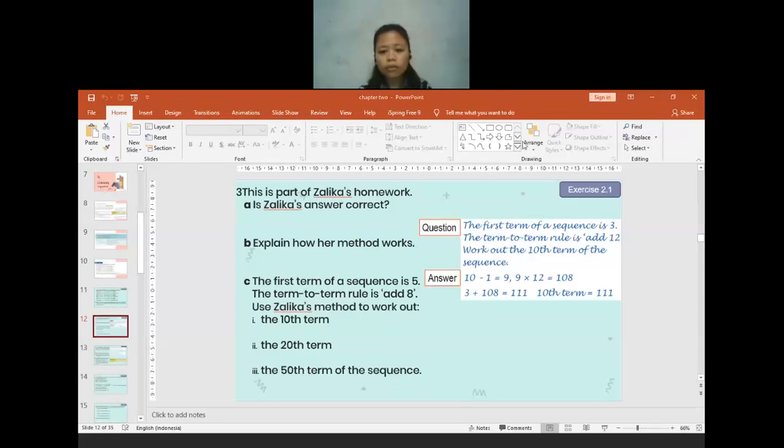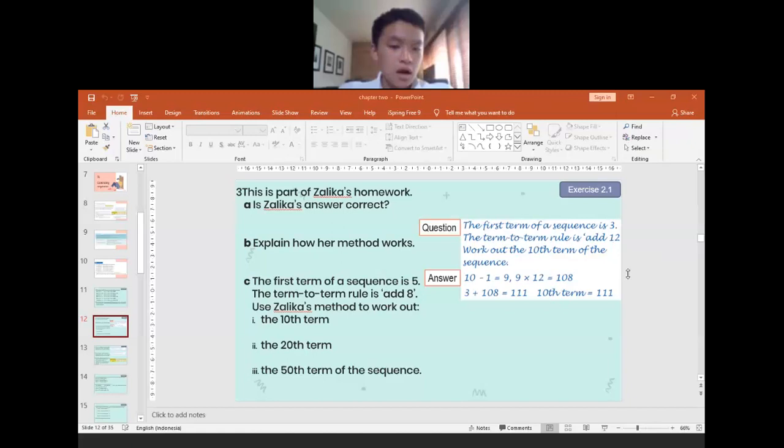Still having enough time, right? For question 3, what do we have in question 3? This is Zalika's part of a homework. And then the first term of this one is, wait, sorry. Okay, yes, sorry. Yes, Stanford.